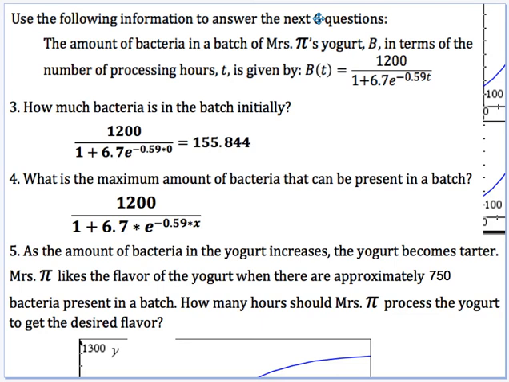I went ahead and reduced that number of questions to just 3, I believe. I'll have to look at it. All right, so let's look at the question. How much bacteria is initially in the batch?